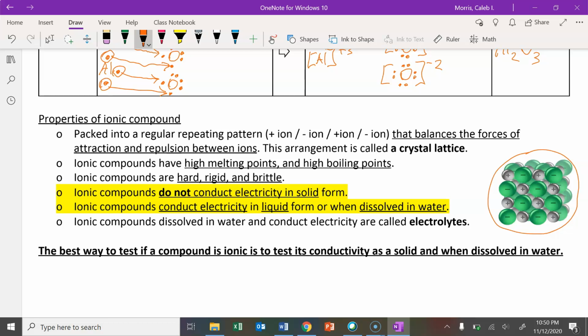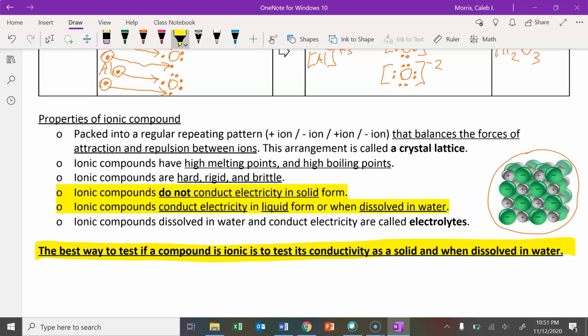Ionic compounds have high melting points and high boiling points. They're hard, rigid, and brittle. I especially want you to know, though, that ionic compounds don't conduct electricity as solids, but they do conduct electricity as liquids or when dissolved in water. So the very best way to test if a compound is ionic is to test its conductivity as a solid and then when it's dissolved in water. Because if it will conduct electricity when dissolved in water, but not as a solid, it's probably an ionic compound.